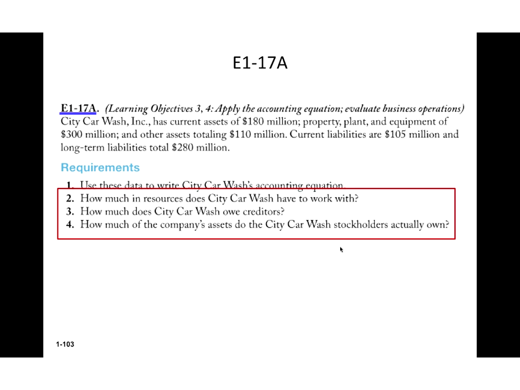Just to recap, number two, how much in resources? That's our total assets. Number three, how much does it owe creditors? That's total liabilities. And number four, how much do they really own? That's going to be your total equity. So these questions two, three, and four line up exactly with the accounting equation: assets equal liabilities plus equity. Those are the answers, the totals in that order.